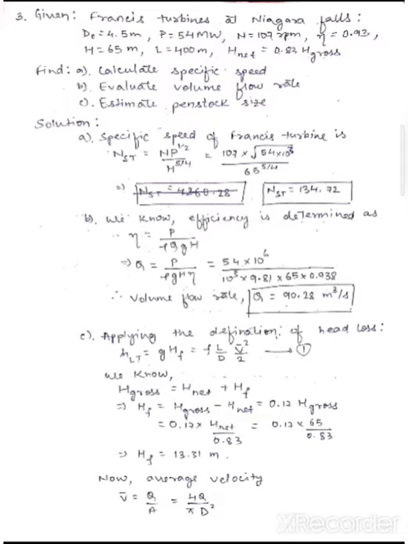So frictional head will be equal to 0.17 into gross head, which, as we know, is net head divided by 0.83, and net head is given to be 65 meter. Frictional head will be equal to 13.31 meter. So we got H_F of this equation 1. Now we'll try to find out average velocity V bar, that is equal to Q by A. Now we know that A is equal to pi by 4 into capital D square. Capital D here is the diameter of the penstock.